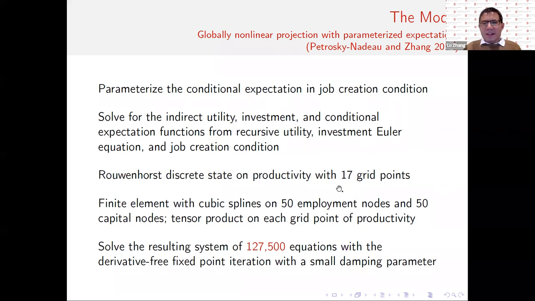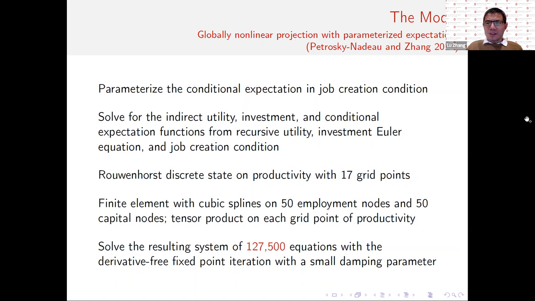So basically 17 times 50 times 50, we have 42,500 equations and coefficients for one functional equation. We have three functional equations. So in total, 42,500 times three, we need to solve for 127,500 equations for the same number of coefficients.